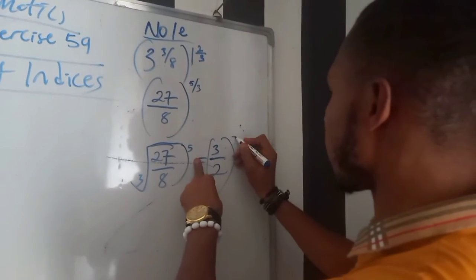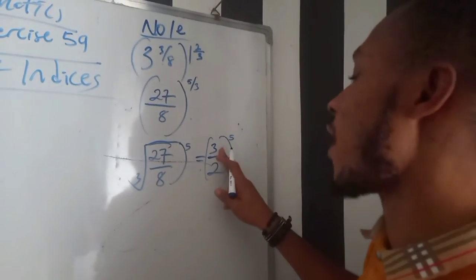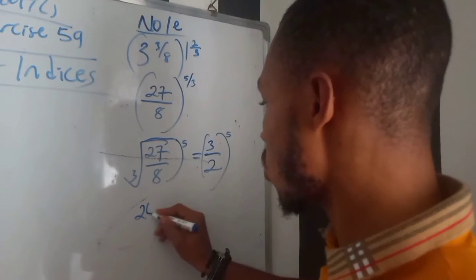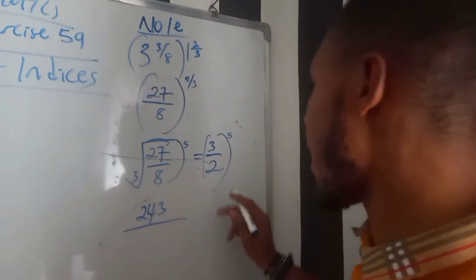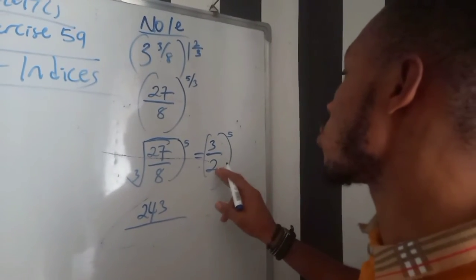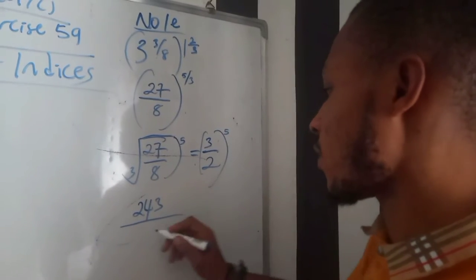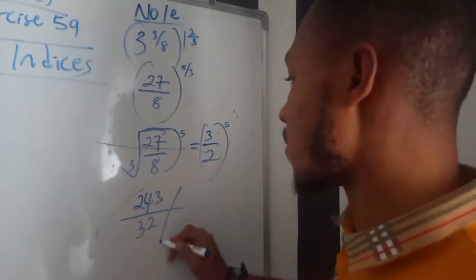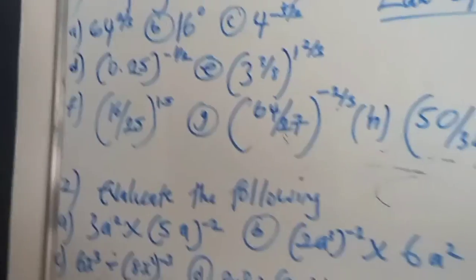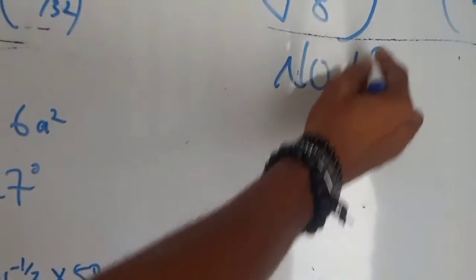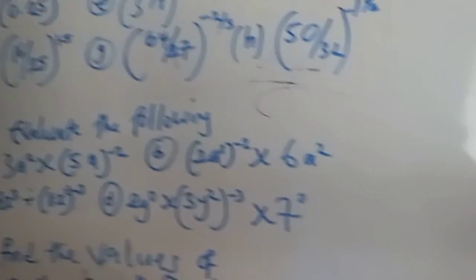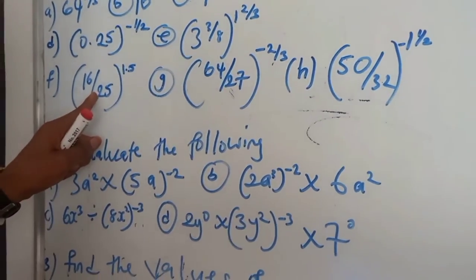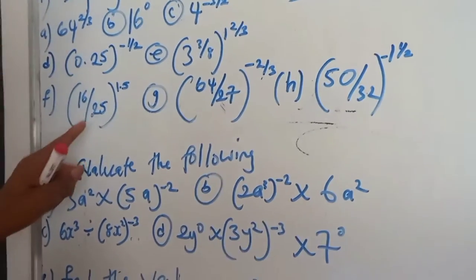This one has the power 5. With my 3 in 5 places, 3 times 3 times 3 in 5 places is 243, while 2 to the power 5 is 32, which means 2 times 2 times 2 in 5 places. This is my final answer. Then 1f is 16 over 25.